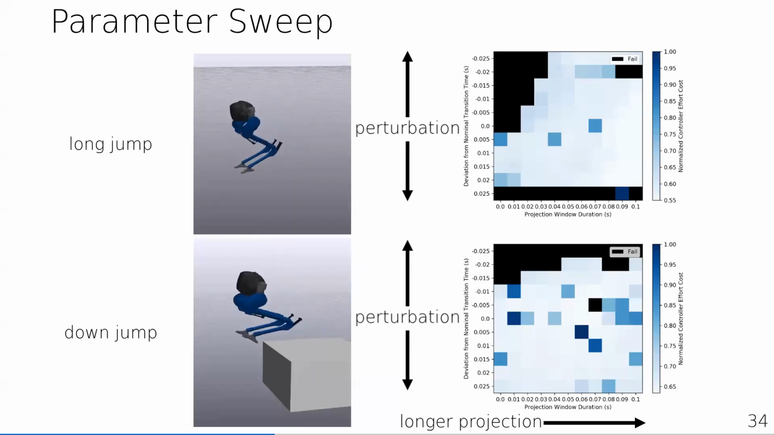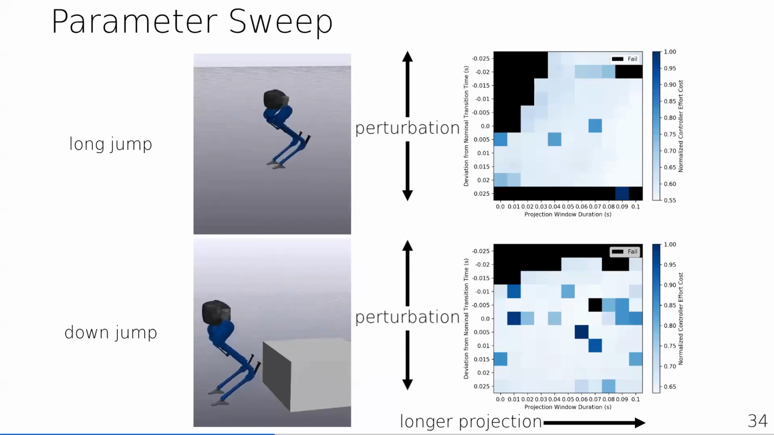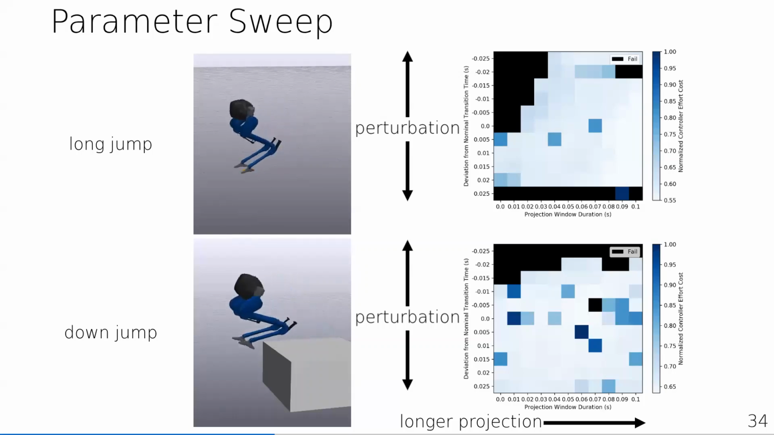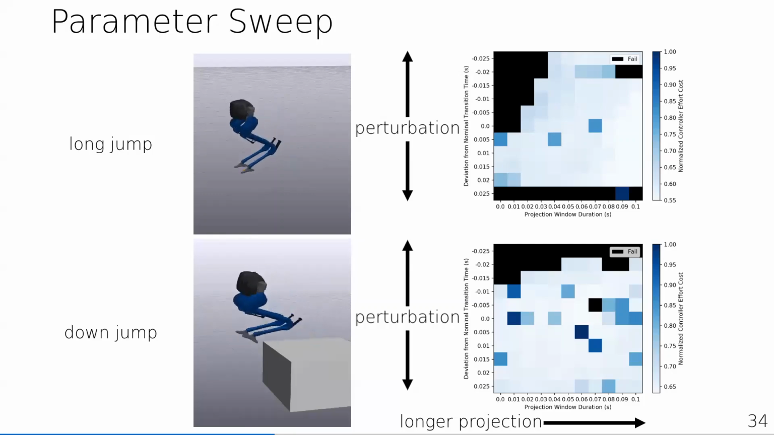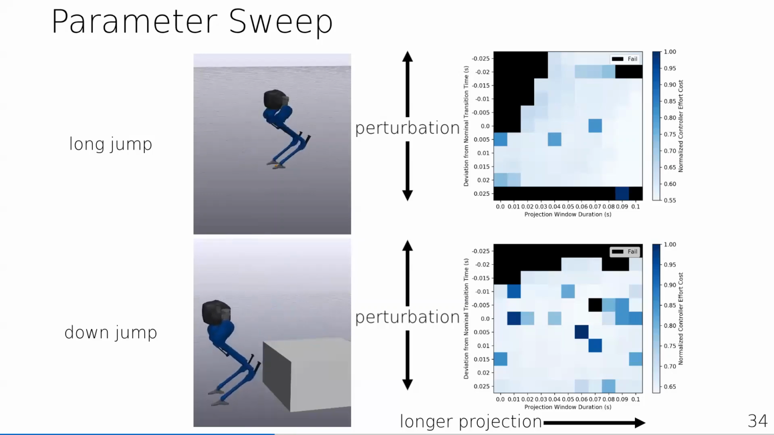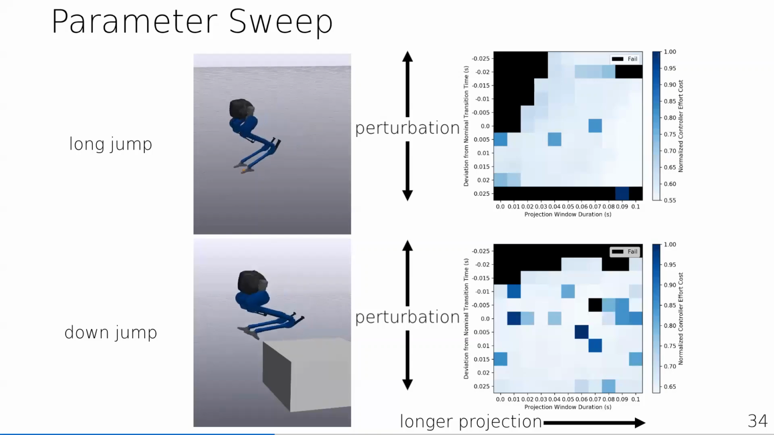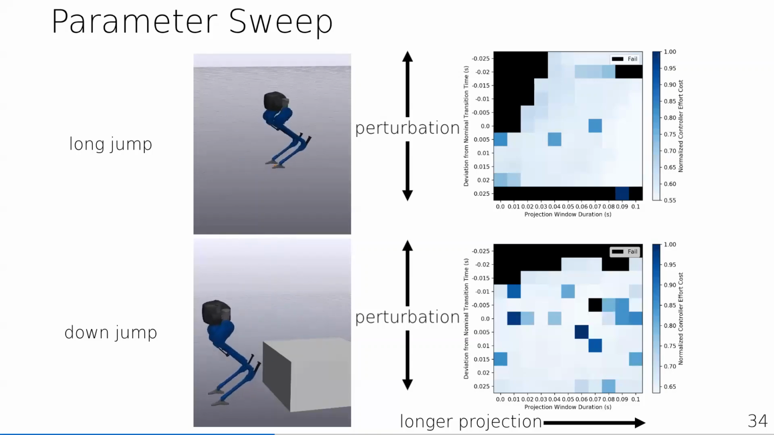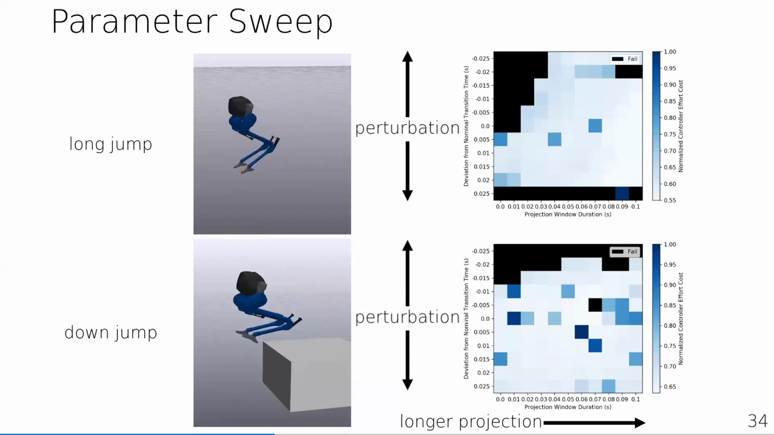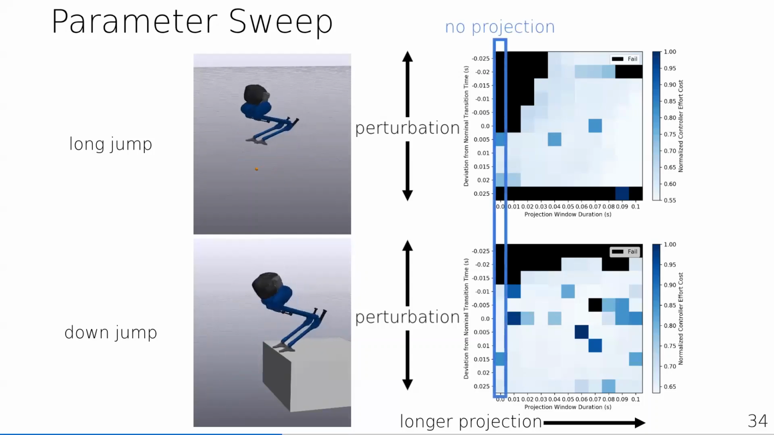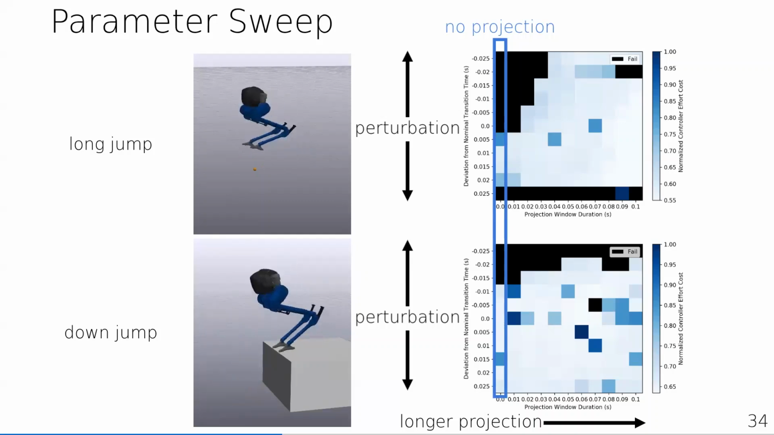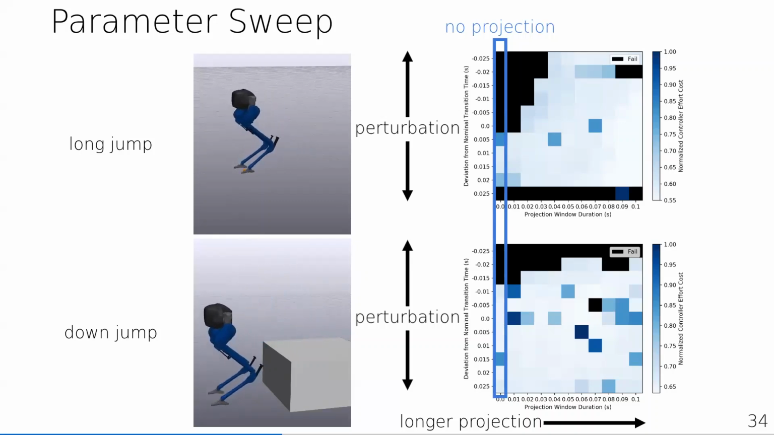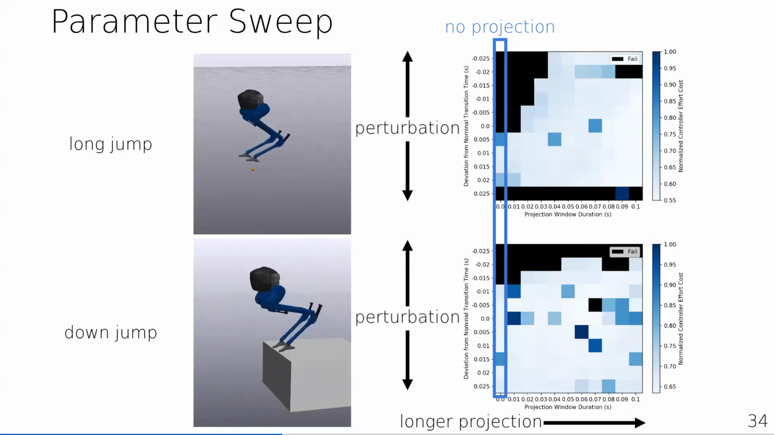Here we look at a long jump and a down jump, and the perturbation is on the context switching time to be early or late. So this would be early, this would be late. And on the x-axis, we try different durations of when the projection is active, with all the way on the left indicating that no projection was used. What we see is that as the projection window gets longer, we're able to stabilize a greater percentage of the trajectories.